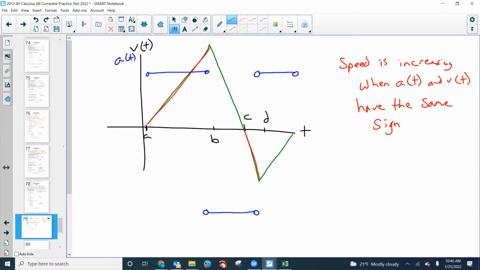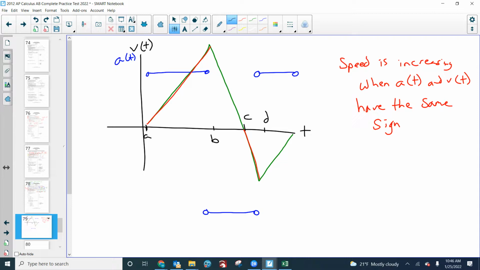That was a close one. Good, my velocity came closer to 0. So let's just make a rule. If velocity and acceleration have the same sign, the speed is increasing.